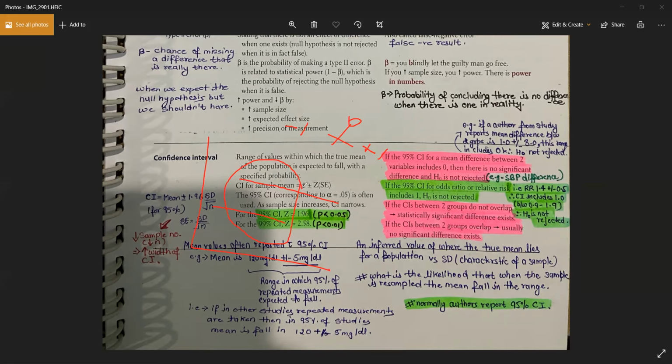And normally, whenever you want to report a study, the 95% confidence interval is reported most commonly. Very much important. Step 1 will also ask you what is going to happen if you lower down the p-value. For example, let's say initially you want the confidence interval to be 95%, but now you want the confidence interval to be 99%. Then what is going to happen with your study?